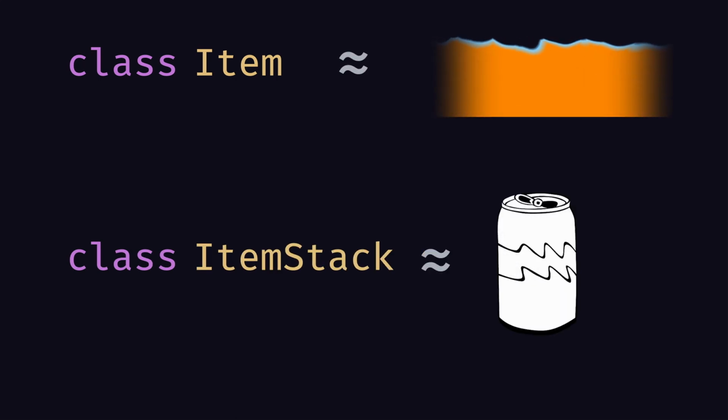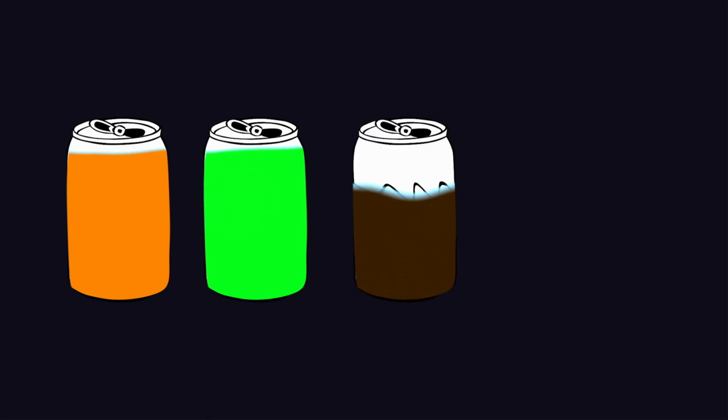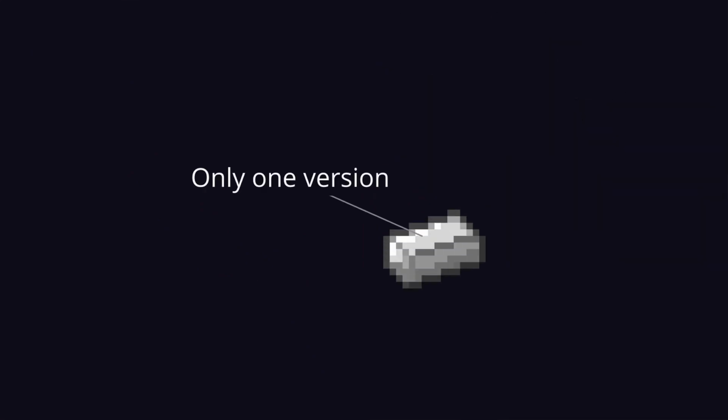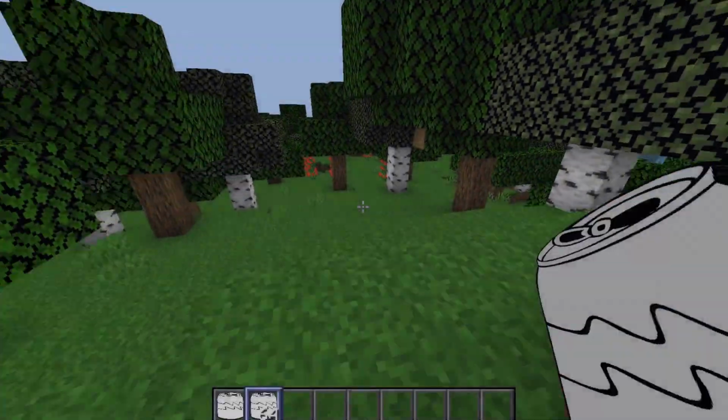I'm going to use soda as a comparison. The class Item is like soda flavor. We can create a new soda flavor called Fanta, my favorite. And when you make a new flavor of soda, you don't create a new flavor every time you make a new can of soda, right? There is only one flavor of Fanta. There's only one classic Mountain Dew, and only one Diet Pepsi. Minecraft works the same way. There's only one version of an item, like an iron ingot.